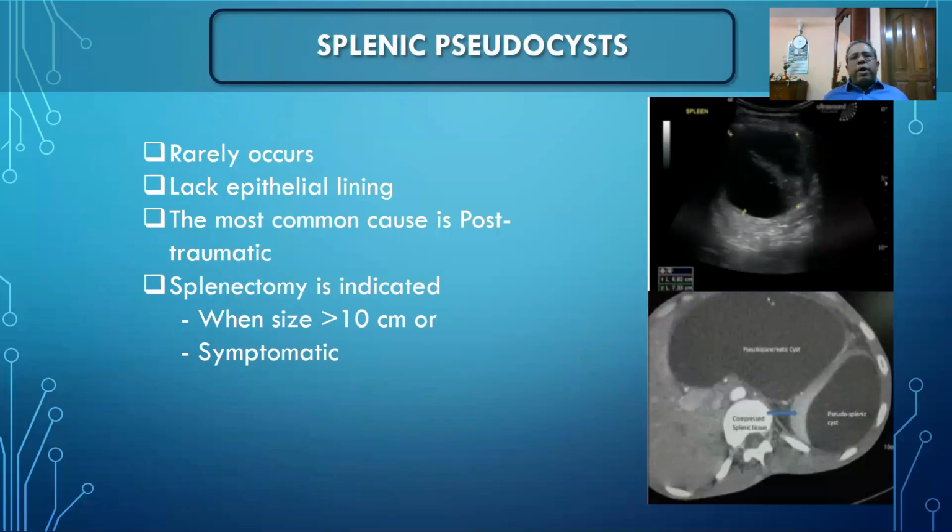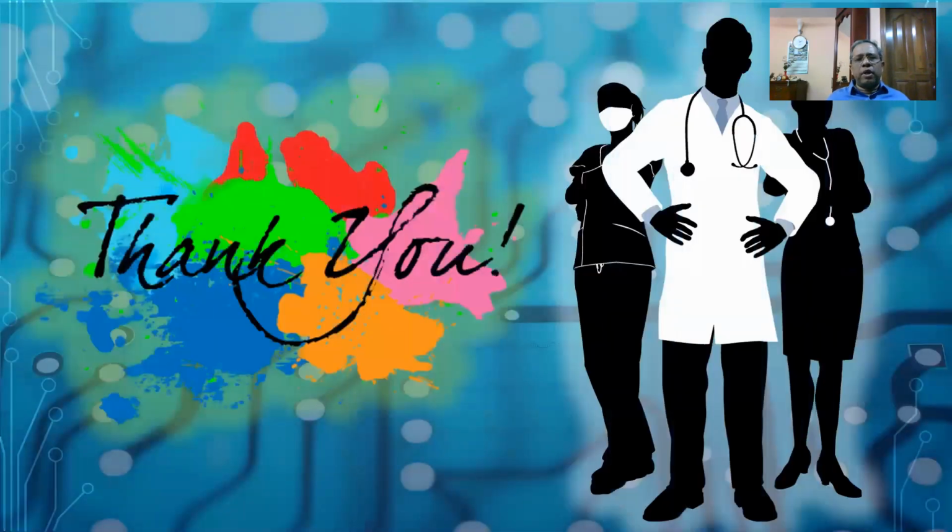Then, an important thing is splenic pseudocyst. It rarely occurs. There is no lining epithelium. The most common cause is post-traumatic. Splenectomy is indicated when size is more than 10 cm or symptomatic. That means, suppose there is a subcapsular hematoma, which resolves and converts into a simple cyst. Or a ruptured hematoma, where some blood is exterior to the spleen and localized there, makes a cystic collection outside the spleen attached to the spleen. That represents a splenic pseudocyst.